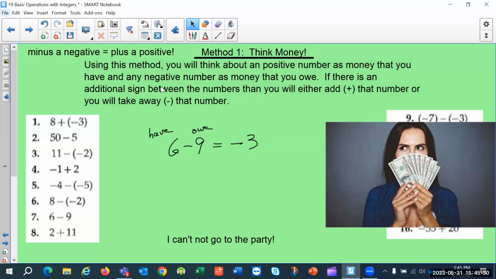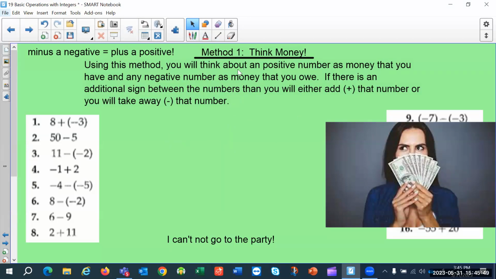Okay, now we will be using the number line a lot more in a second method, but this method we're thinking money. All right, you have $2 and you have $11. You have, drum roll please, $13.